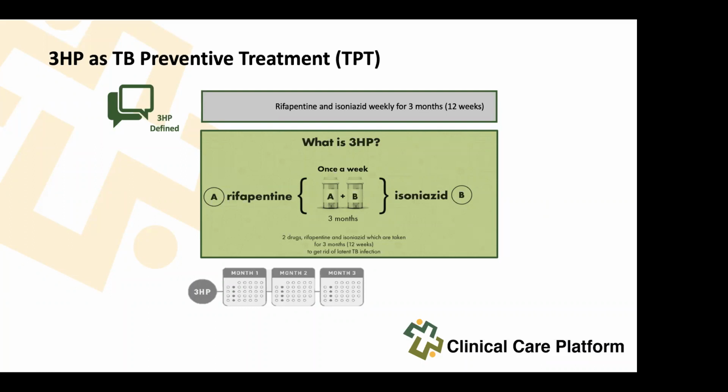I can't teach you the details of it because there's just a lot, and we have a course on it as part of the platform. But yeah, we have what we call 3HP, the 3 there meaning 3 months worth of high dose INH and rifampicin. So it's a combination of 2 drugs, isoniazid and rifampicin, taken once weekly for 3 months.